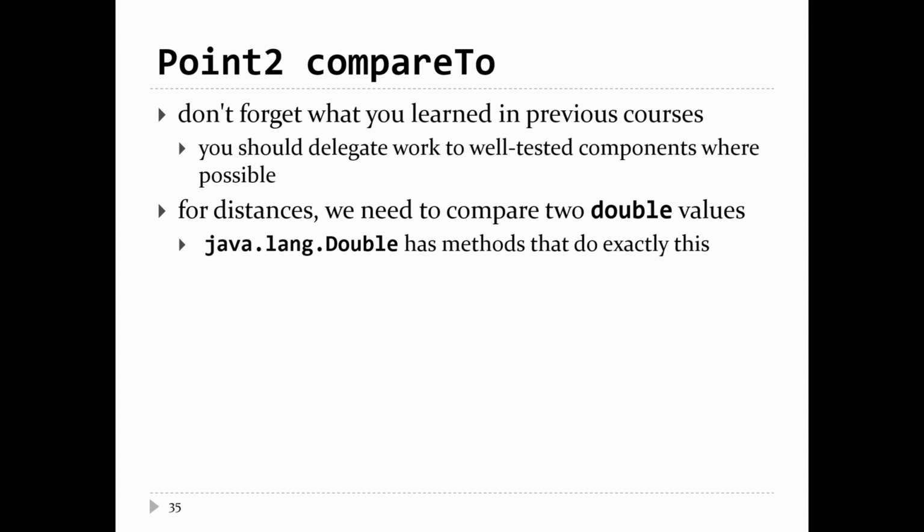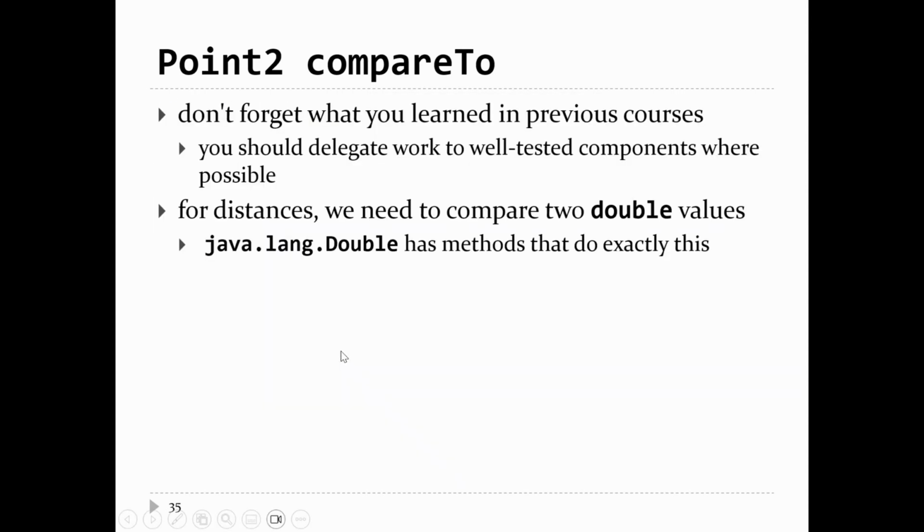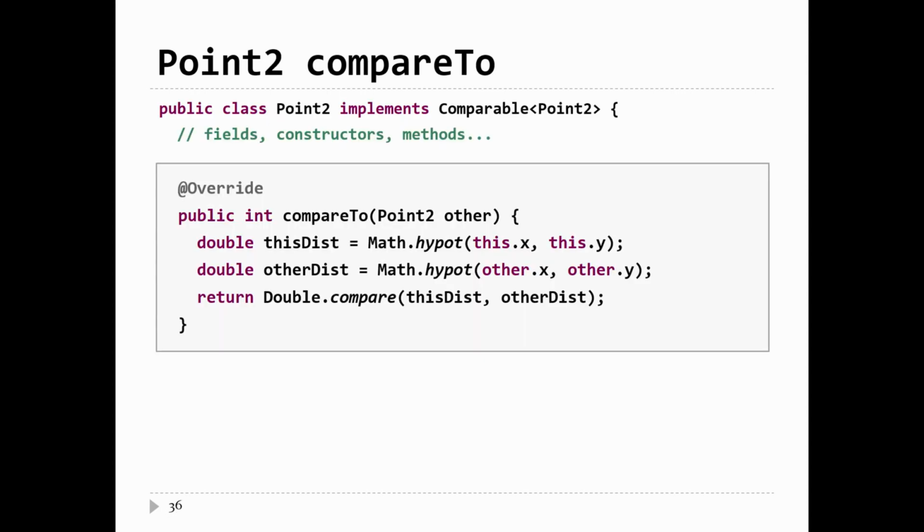Okay. You can avoid this if statement, right? You can avoid the if statement because there's this class called Double. If you poke around in the Double class, you'll see that it knows how to compare two double values. So Double has a method called compare that compares that value and that value.